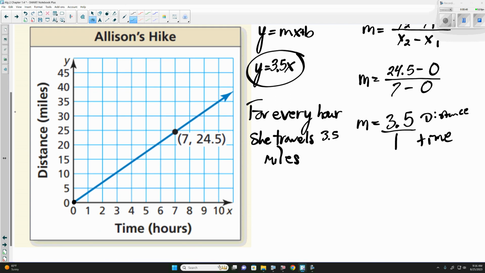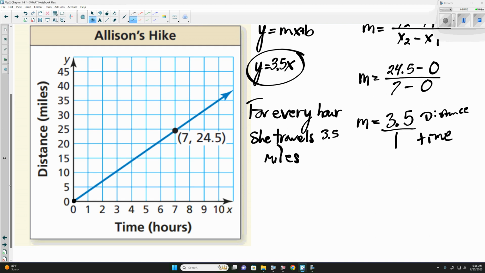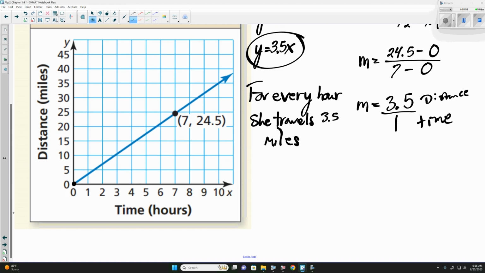Any questions on how we found the equation of the line or the interpretation of the slope? We ready to solve? So we want to find out how long it takes her to travel 14 miles. Will it be more than 10 hours? How far did she go in 7? 24.5 miles, right? In 7 hours she went 24.5. So is there any way she could go beyond 7? I mean, she could travel additionally, but at 7 hours, how far did she travel? And we're wanting to know how long it took her to travel 14.